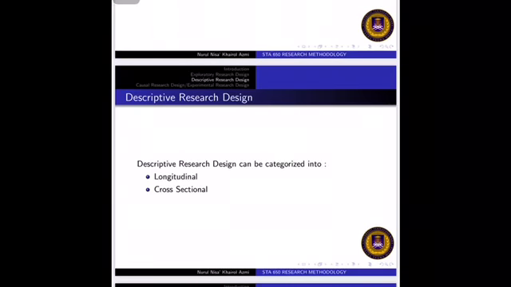So usually in a descriptive research, we will explore in detail. We explore the demographic profile, the opinion, the awareness, and then descriptive research is usually conducted on a large scale.